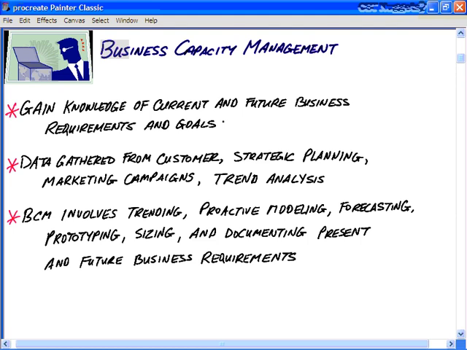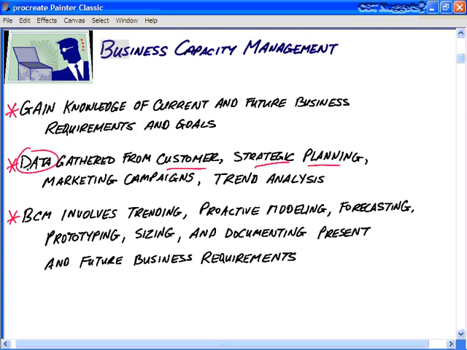Okay, we are going to gather data. We're going to gather data from our customers. This could be done through surveys, through interviews, through past experience, past evaluation processes. This is data gathered through strategic planning via steering committees and strategic committees, marketing campaigns, and the results of those campaigns. Also by doing some mathematical trend analysis. So basically, we're going to gain knowledge of current and future business requirements based on data that's gathered.